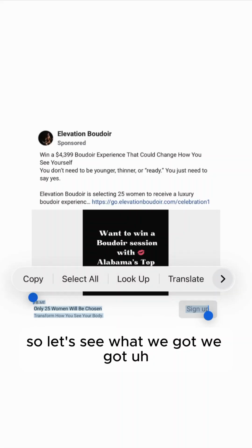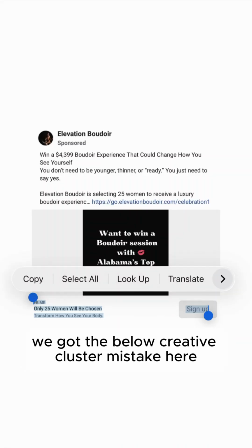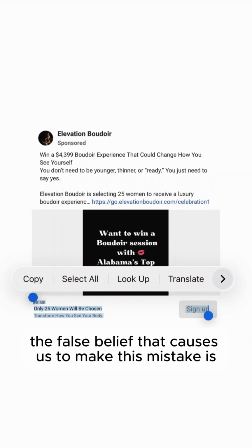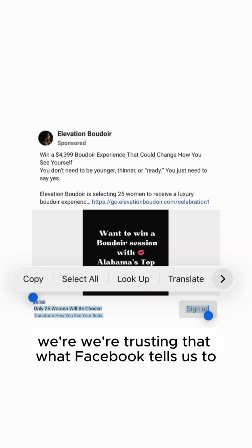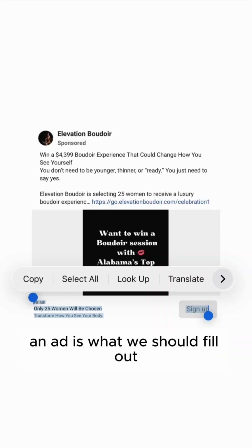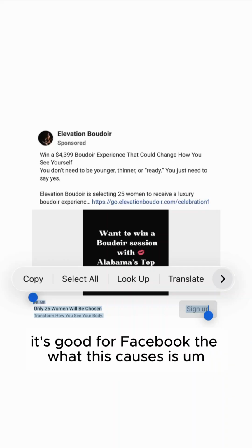So let's see what we got. We got the below creative cluster mistake here. The false belief that caused us to make this mistake is we're trusting that what Facebook tells us to fill out when creating an ad is what we should fill out. We're trusting that's good for us, but in fact it's bad for us, it's good for Facebook.